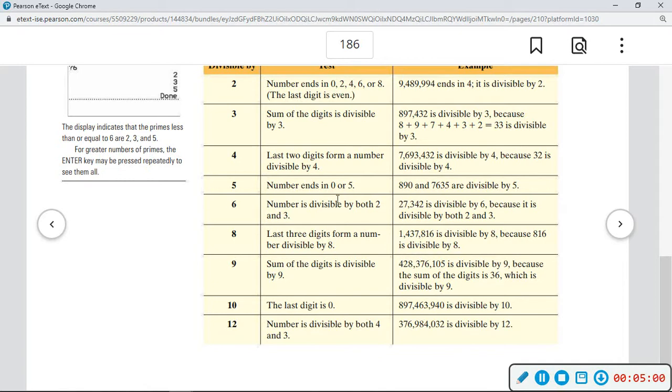By 6 if it's divisible by 2 and 3. So we have to check 2 first and 3. And if it's divisible by both of those, then it's divisible by 6.